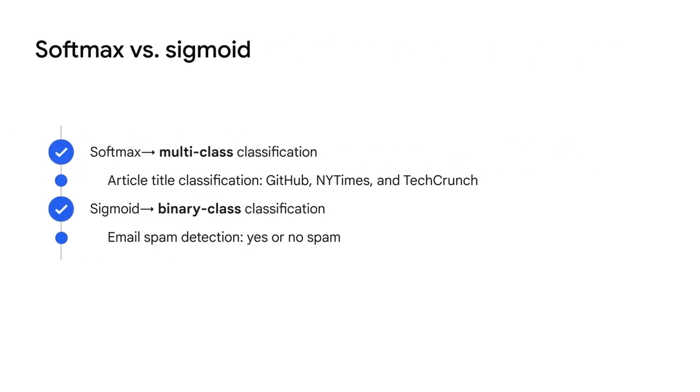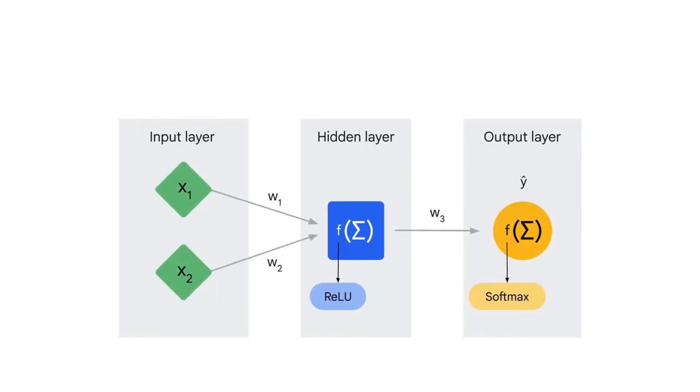Skipping the math, you can conclude that softmax is used for multi-class classification, whereas sigmoid is used for binary classification in logistic regression models. Also note that you don't need to have the same activation function across different layers. For instance, you can have ReLU for hidden layers and softmax for the output layer.